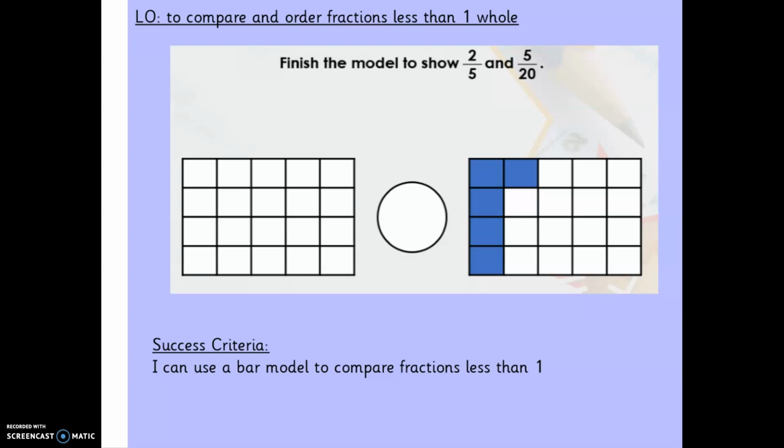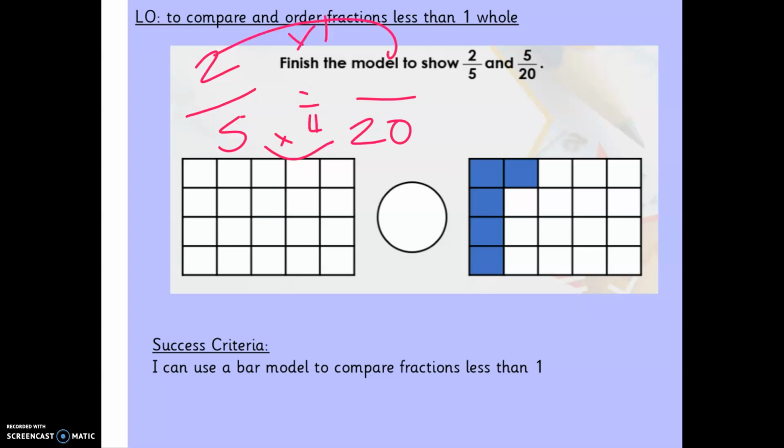So I've got finished the model to show 2/5 and 5/20, and then I'm going to compare them to see which one I prefer. Now my 5/20 are coloured in, and on the other side I'm going to colour in what's worth 2/5. Okay, so 2/5 is the same as 8/20, and we know that from doing our equivalent fractions because 5 times 4 equals 20 and 2 times 4 equals 8. So I'm going to colour in 8 chunks here. So now I've got 2/5 and I've got 5/20.